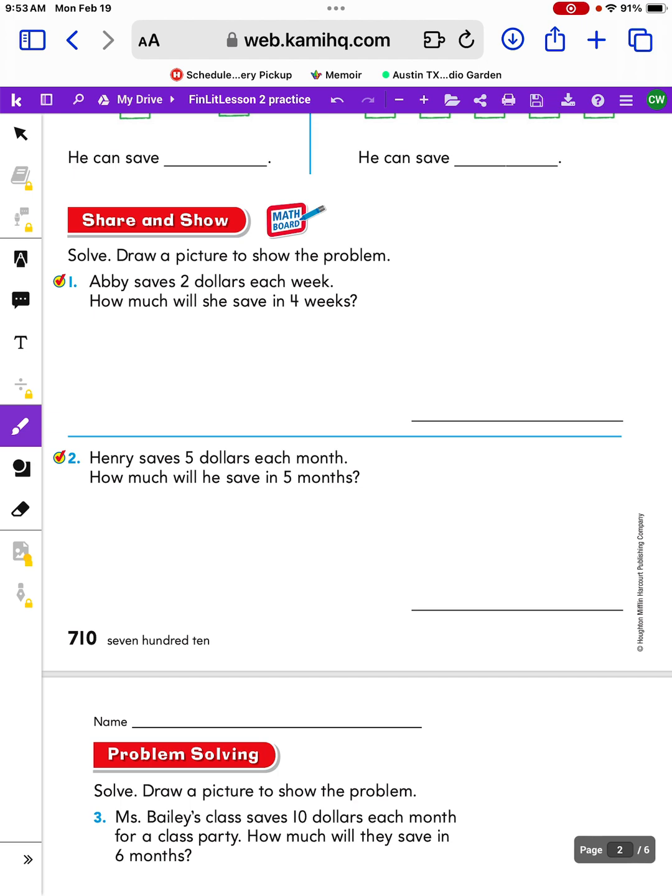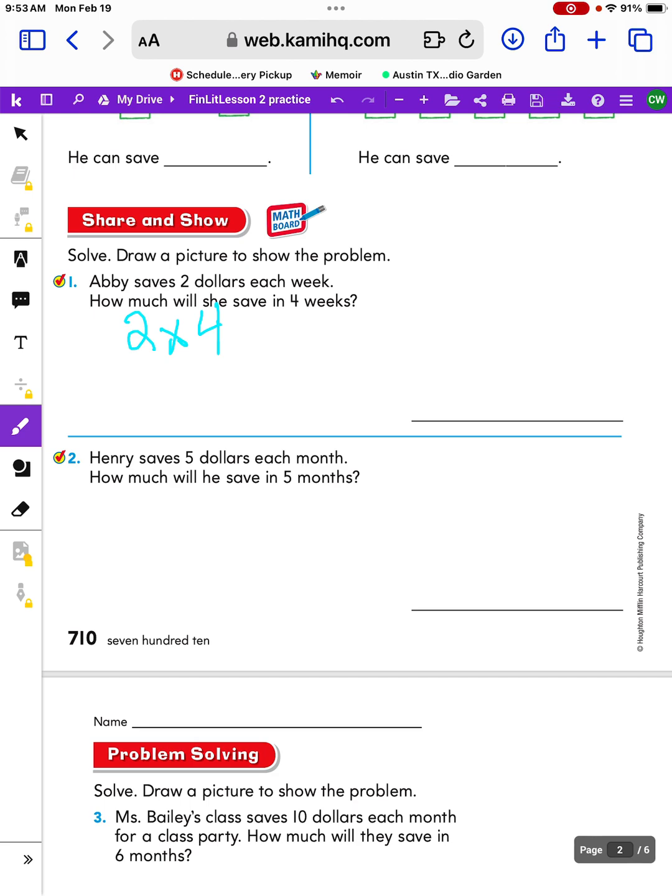So Abby saves $2 each week. How much will she save in 4 weeks? So repeated addition, like I said, is the same as multiplication. If she has $2 a week for 4 weeks, that would be the multiplication problem. But we're not doing multiplication yet, right? We're learning about repeated addition and how that solves it as well. It's just a longer step, and that's basically what you're doing when you're multiplying.